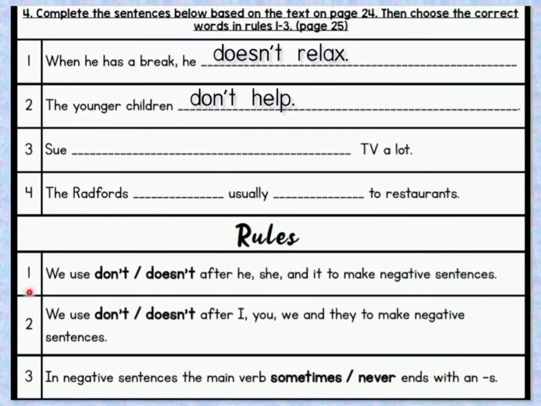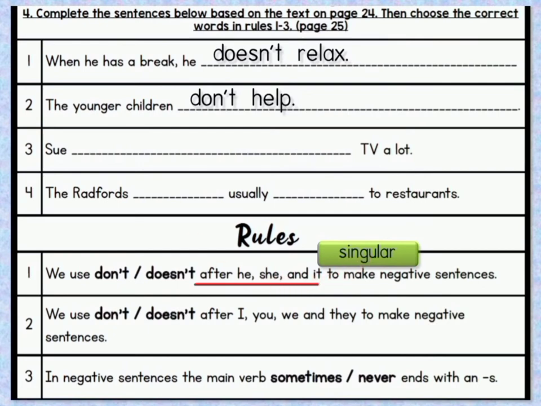Part B, the rules. Number 1, we use don't or doesn't after he, she, and it to make negative sentences. The keyword is after he, she, and it. Write the word singular here because he, she, and it is singular.